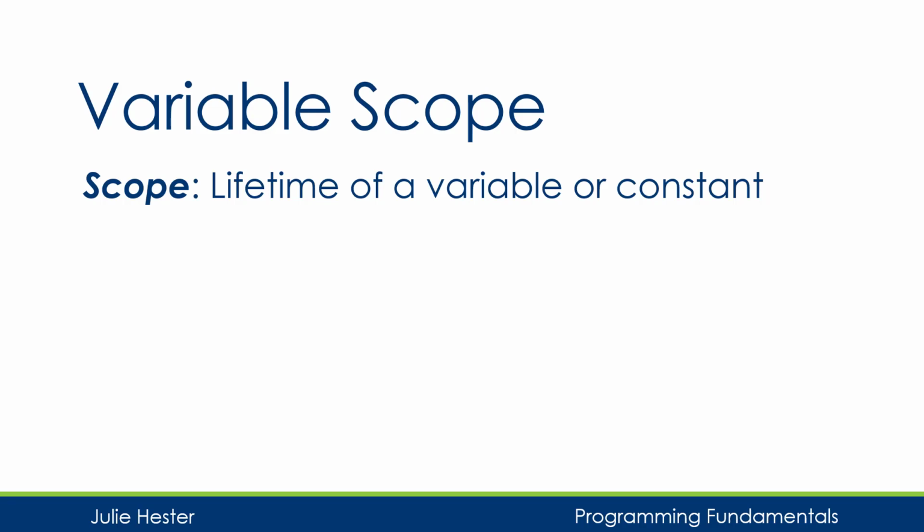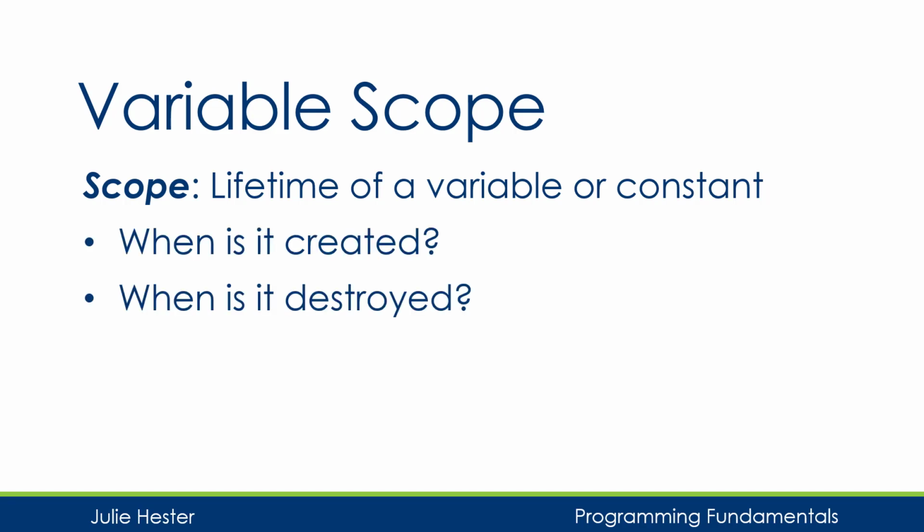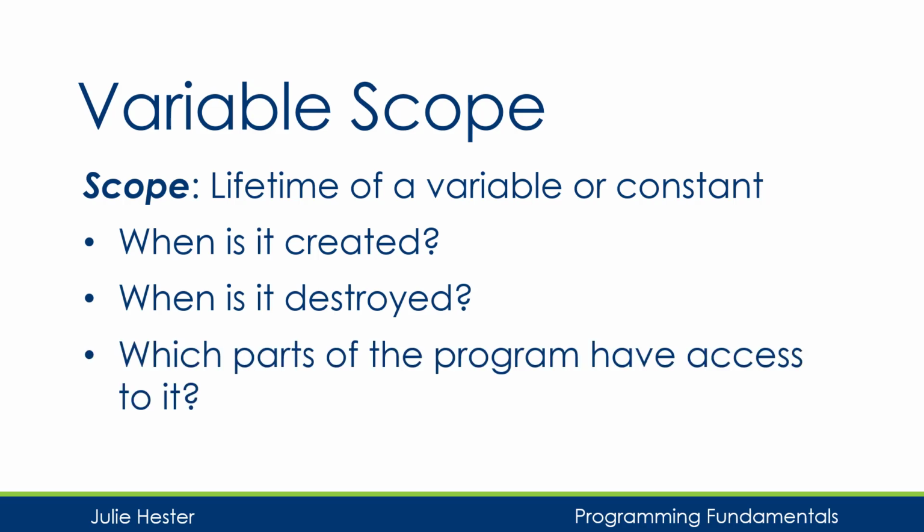So a variable scope just means the lifetime of a variable or constant. So when was it created? When is it destroyed? And which parts of the program have access to it? And most of what I'm going to discuss here is using examples with variables, but this applies to constants as well.